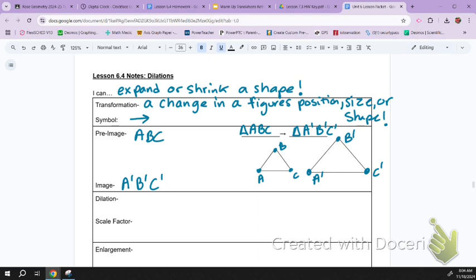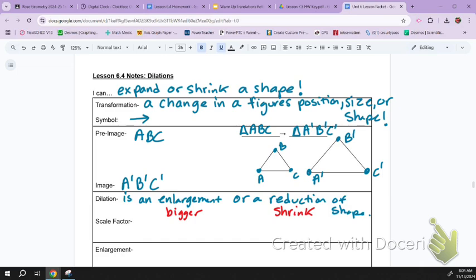And today we really are going to talk about a dilation. A dilation is an enlargement of a shape or a reduction of a shape. So like I said in the learning target, reduction, that could be shrink. Enlargement, that could be expand or get bigger. Okay?